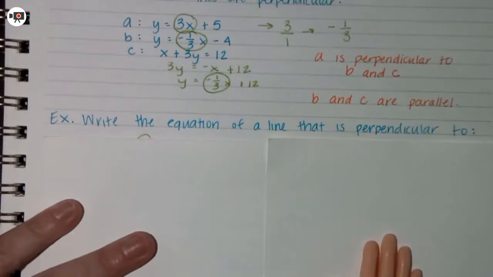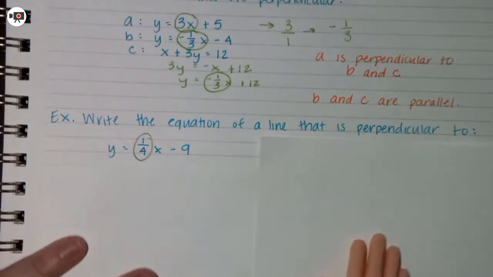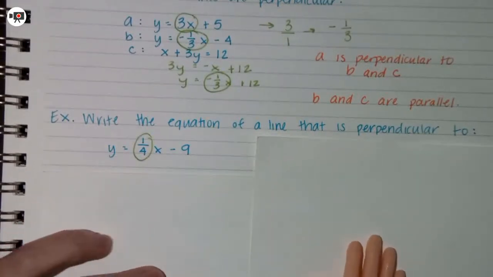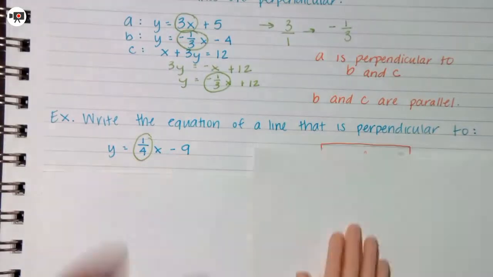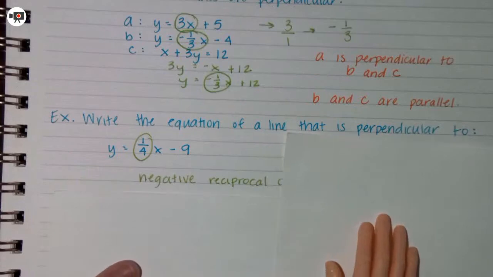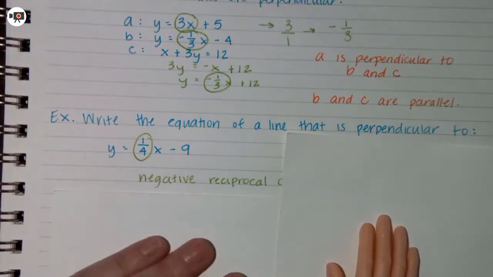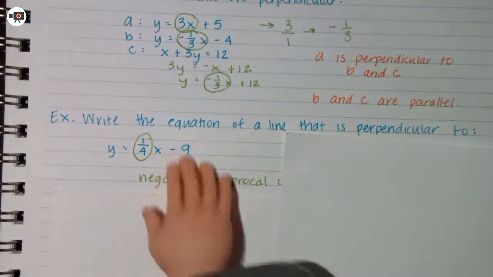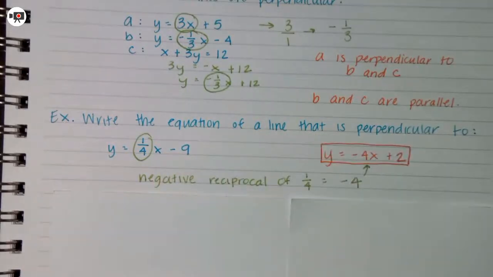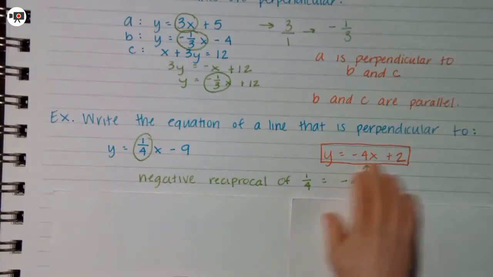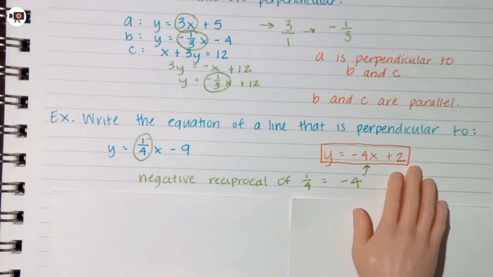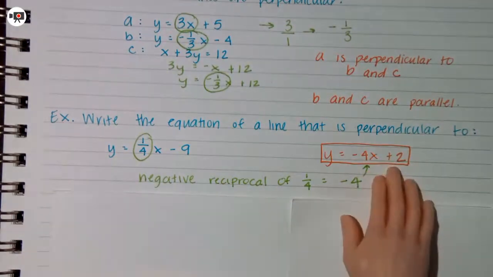Write the equation of a line that is perpendicular to y equals 1/4 x minus 9. My slope is 1/4, so I need to take the negative reciprocal of 1/4, which is -4, and then I get to choose what my new b value is. So I have -4 is my new slope, and I chose +2. This b value can be anything.